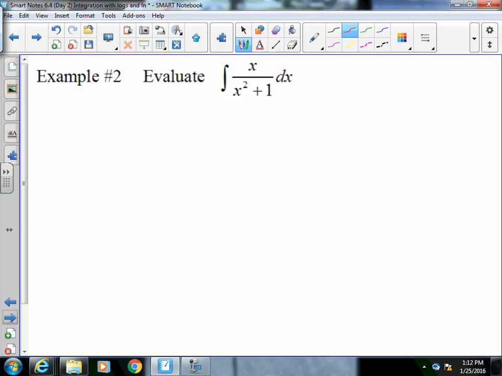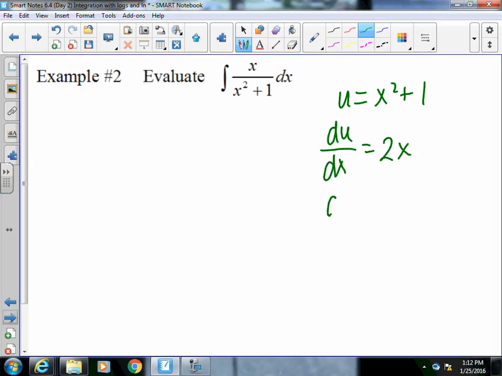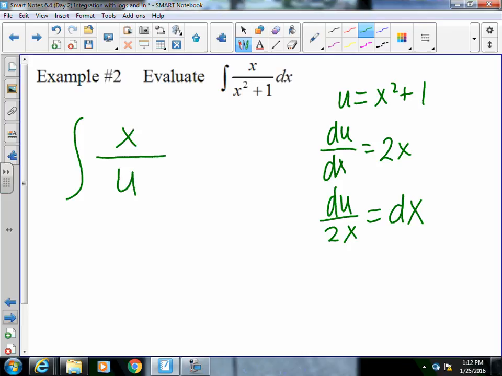Next example, we've got x over x squared plus 1. And we need to be careful because we don't directly know the antiderivative of x over x squared plus 1, so we're most likely going to have to do some u substitution. We make our u x squared plus 1, du dx is 2x, which means du over 2x is equal to dx. So let's plug in what we know. Got our x in the numerator, our u at the bottom. Dx is equal to du over 2x.